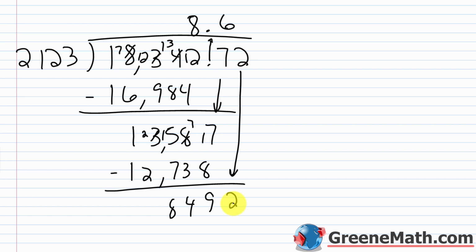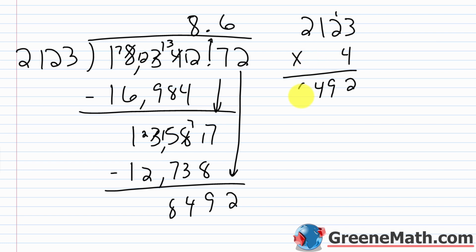Well, I'm going to guess 4, right? Because 2,000 times 4 will be 8,000. So let's check that out. What would 2,123 times 4 give me? 4 times 3 is 12. 4 times 2 is 8, plus 1 is 9. 4 times 1 is 4. 4 times 2 is 8. So 2,123 will go into 8,492 exactly 4 times.